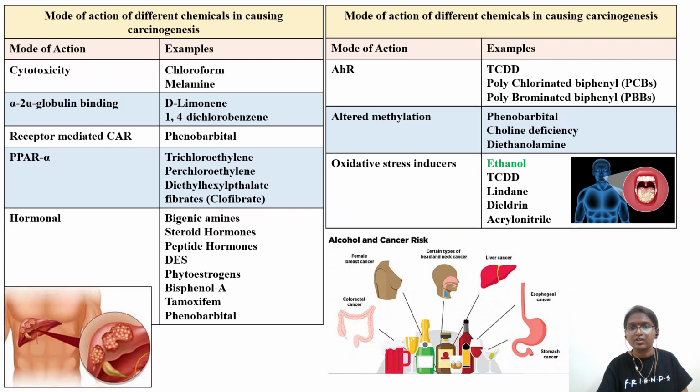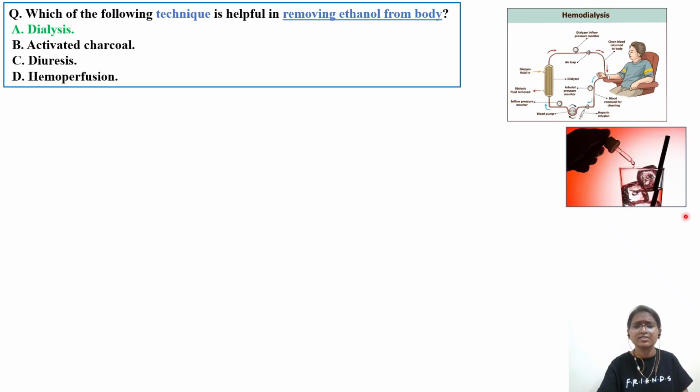Okay, now we'll see the last slide. We'll be discussing alcohol with respect to analytical toxicology. So alcohol is used as an abuse. It is used for recreational consumption. It is also used as a drug of abuse.